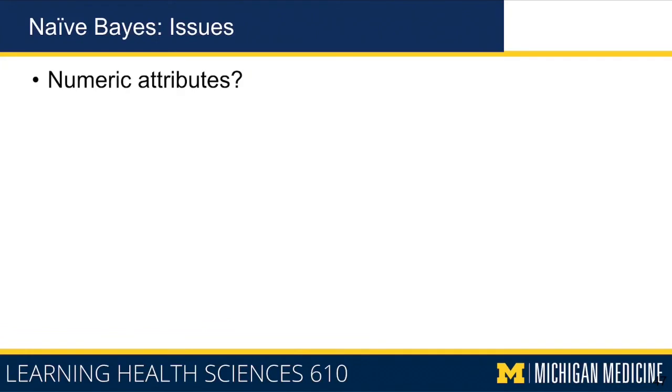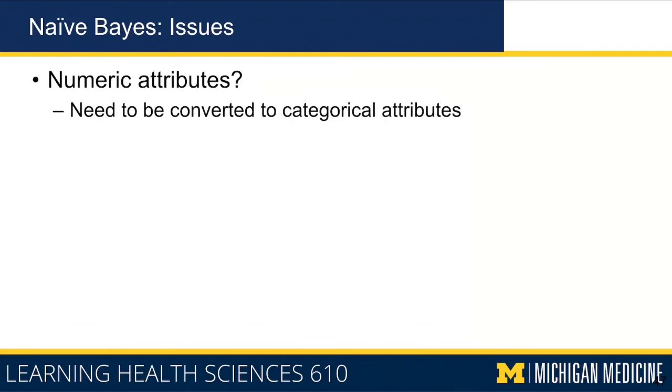So before we go, I want to talk about what the issues with the naive-Bayes model are. In this data set we only talked about categorical attributes. What about numeric attributes? Well, for naive-Bayes, numeric attributes have to be converted to categorical attributes, just the way age was converted. So you discretize the continuous or numeric variable into buckets.